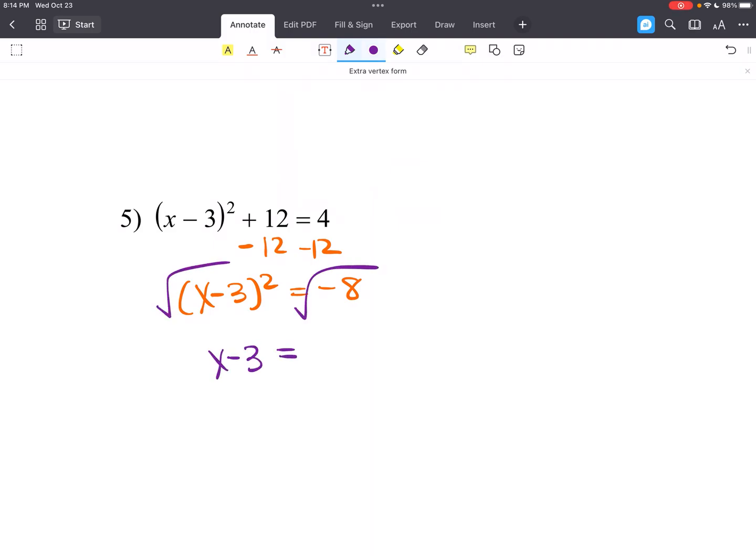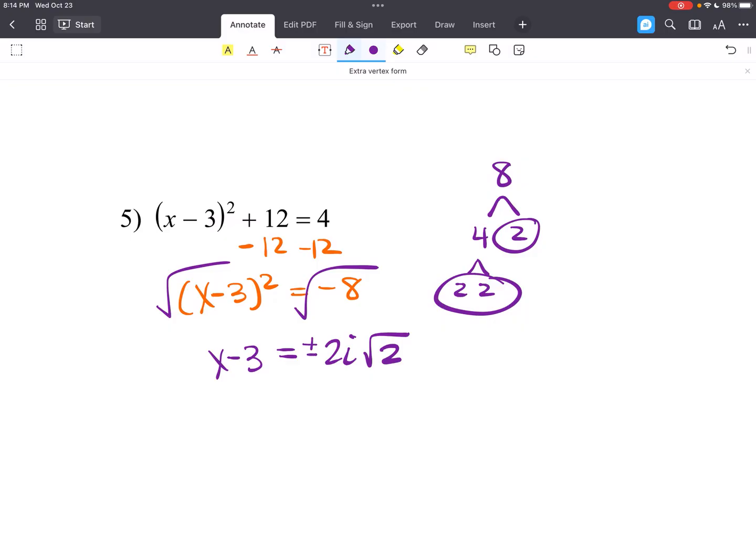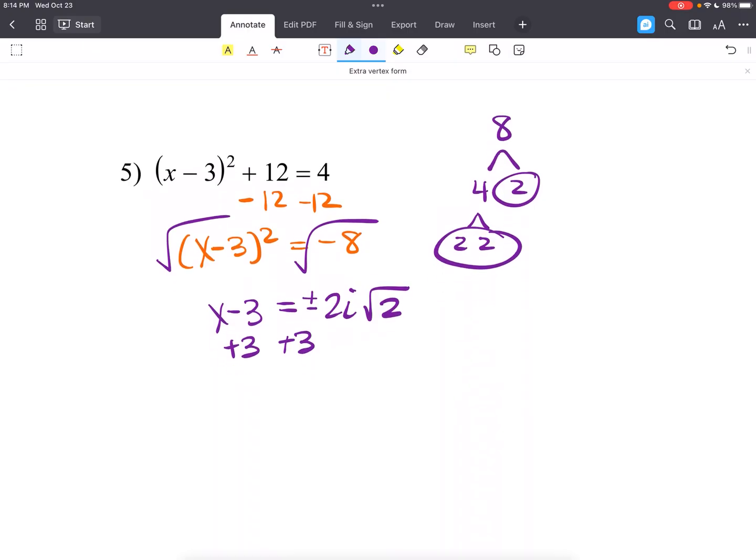x minus 3 is equal to, okay, I have to do a factor tree on this, and actually I'm going to move my factor tree up here. So 8, so 4 and 2, and 2 and 2, so 2 comes out, and it comes out with an i, so 2i, and this is going to stay inside root 2, and it is going to be plus or minus still. Okay, but my x is not alone yet, so we're going to add 3 to both sides. Again, 3 can't combine with anything because I have imaginary and a root left. So x is equal to 3 plus or minus 2i root 2.